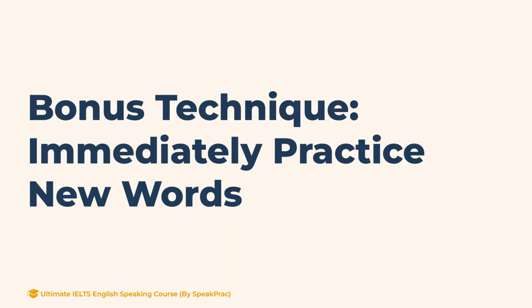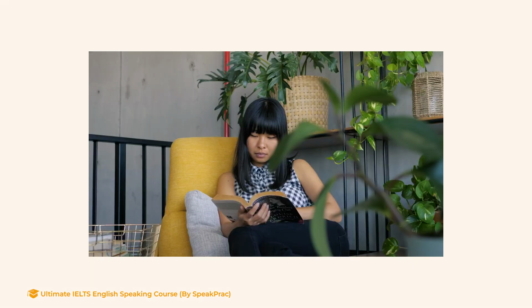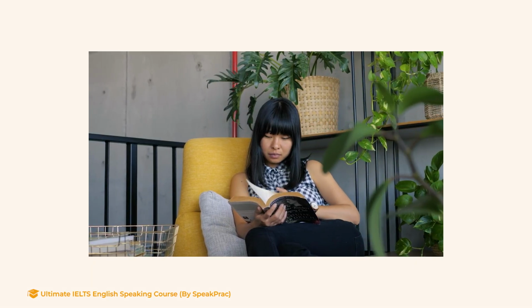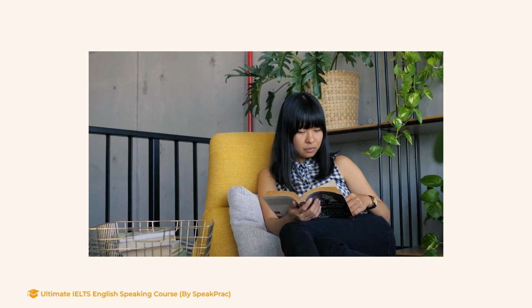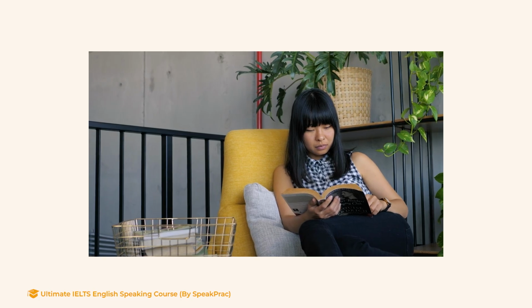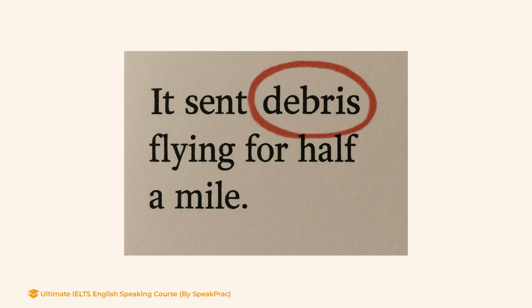Bonus technique: immediately practice new words. Here's one more powerful way to use the SpeakPrac app that connects directly to learning new words and improves your pronunciation. Let's say you're reading and you find a new word, or maybe from your improved audio and improved transcript, you discover the correct pronunciation of a word you've been saying wrong. For example, the word debris. Many people wrongly pronounce the S at the end and they say debris. The correct pronunciation is debris with a silent S.